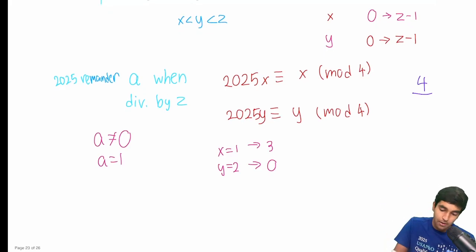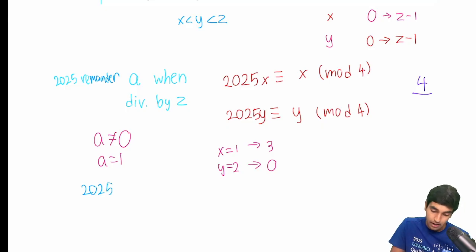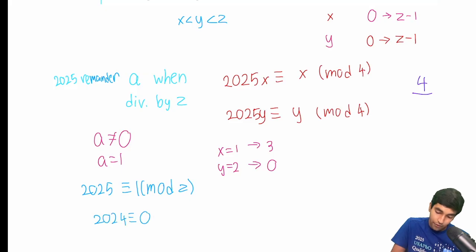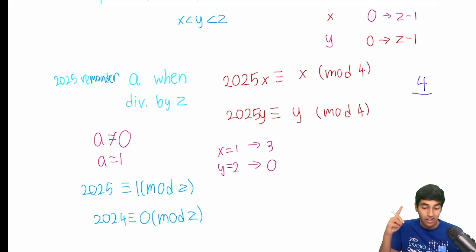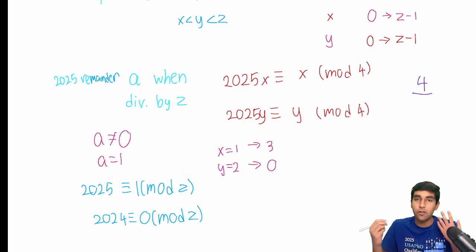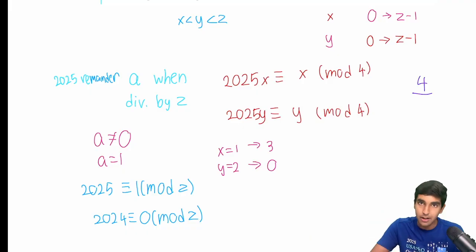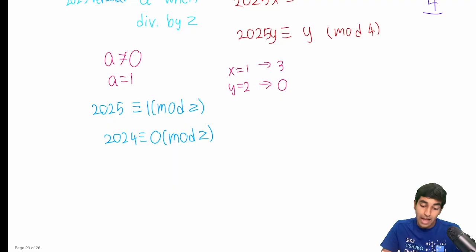So what does it mean for a to be 1? We need 2025 to leave a remainder of 1 when divided by z. 2025 is 1 mod z, so 2024 is 0 mod z. So it's any factor of 2024 except for 1 itself, because 2025 does not leave a remainder of 1 when divided by 1. It leaves a remainder of 0. And also, we need z greater than 1 in our problem. So anything else like 2, 4, and so on, they all do work because 2025 leaves a remainder of 1 when divided by them. But 1 doesn't work. So all the factors of 2024 except for 1 work.